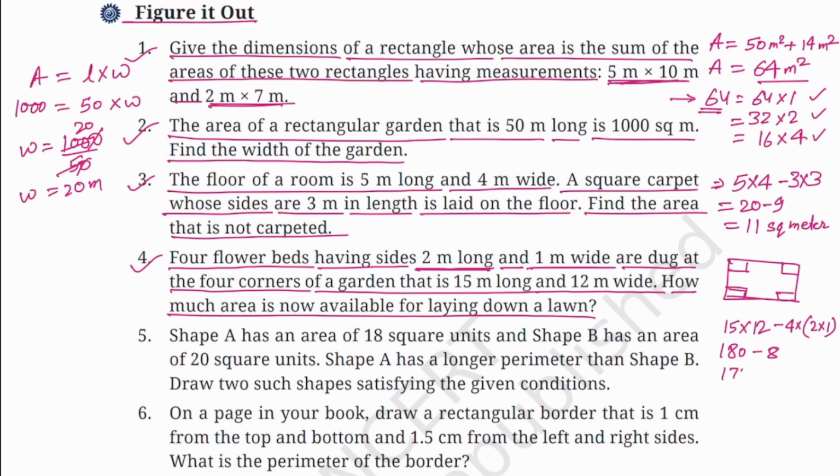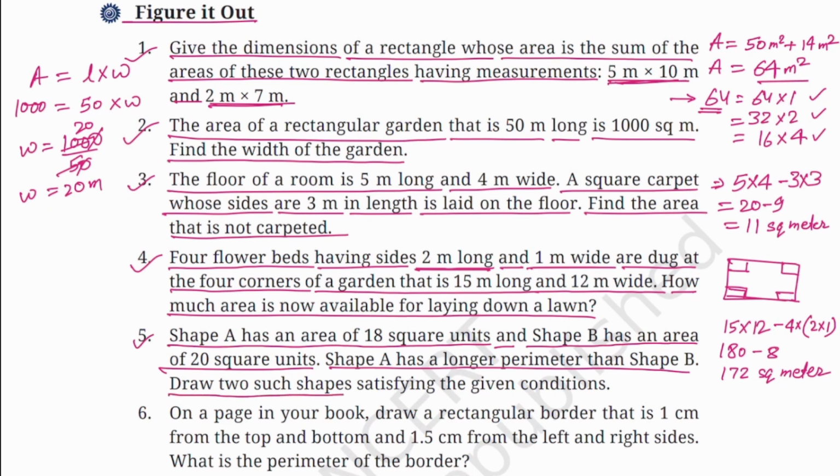The answer is 172 square meter. 5. Shape A has an area of 18 square units and shape B has an area of 20 square units. Shape A has a longer perimeter than shape B. Draw two such shapes satisfying the given conditions.